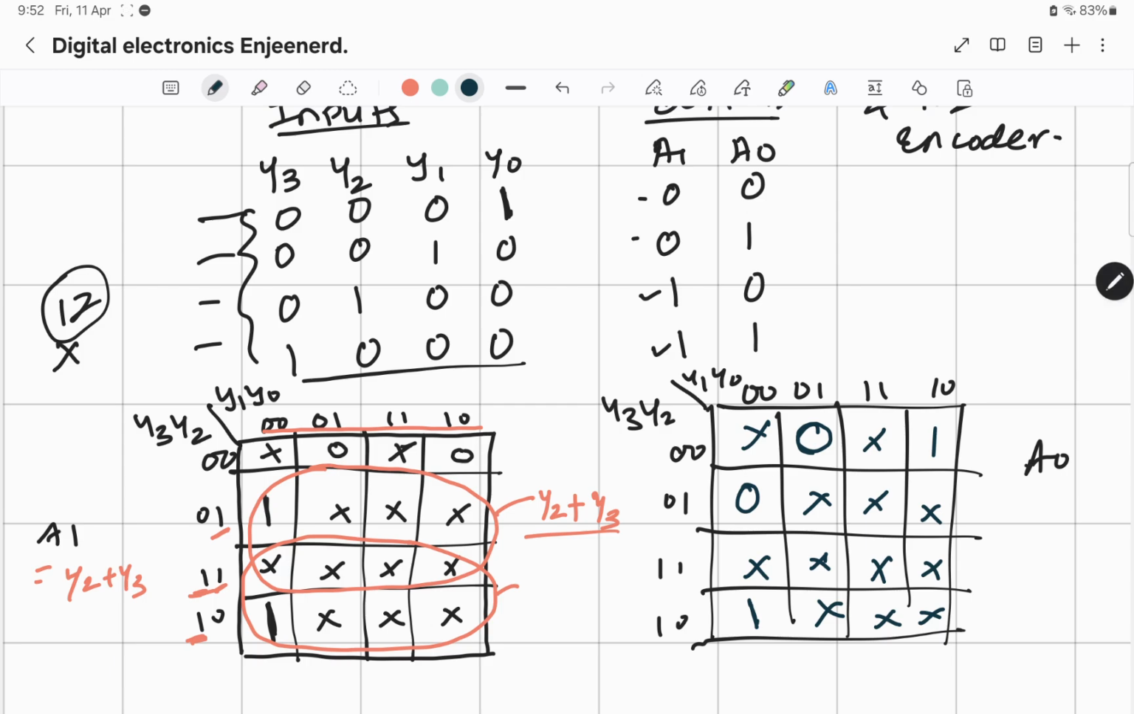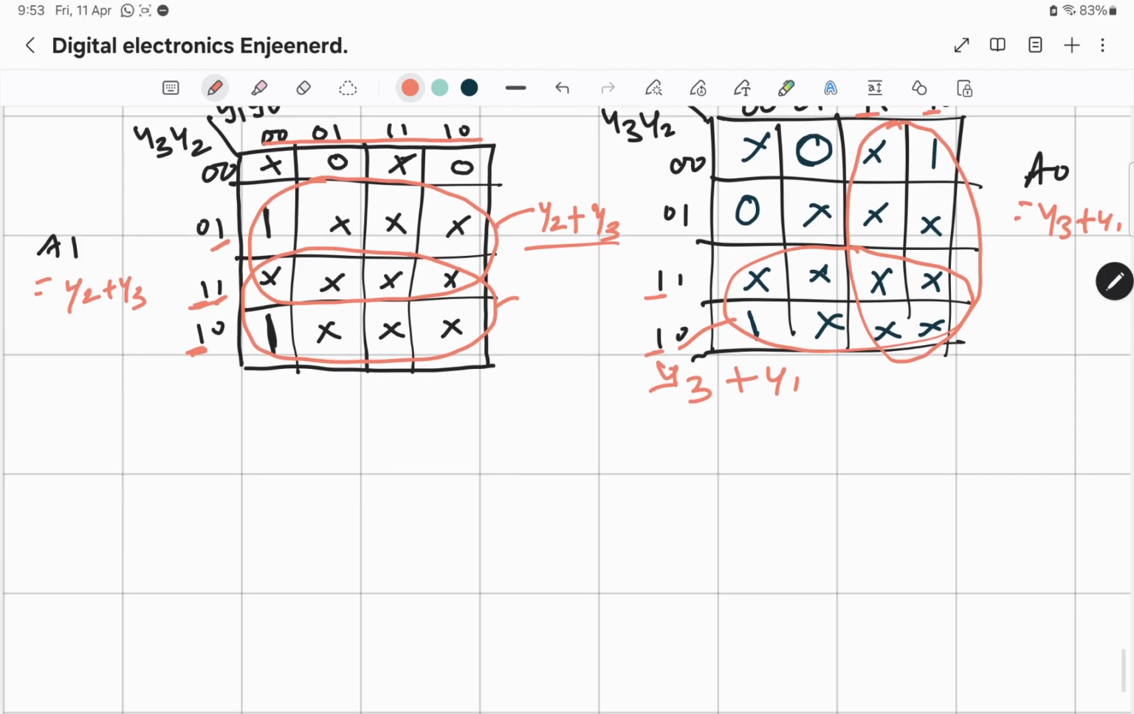16 possible? No, because there are 2 zeros, so I cannot do that. Then is this possible? Yes. And for this we know the output is y3, and this is possible. So for this, everything here is changing, so I need not write them. This is y1, so it is y3 plus y1, right? So a0 is y3 plus y1. And if you want to draw a circuit, it is simple. A circuit is very simple here.